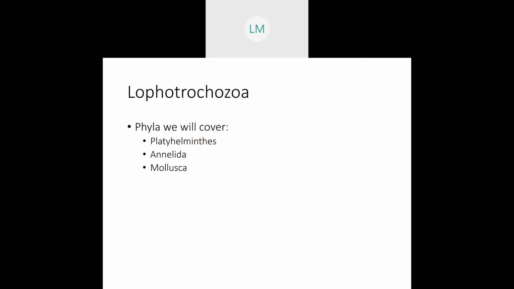So within the Lophotrochozoa group, we are going to talk about 3 phyla. We're going to talk about phylum Platyhelminthes, which are our flatworms, phylum Annelida, which are our segmented worms, and then phylum Mollusca, which are our mollusks. And then with the Ecdysozoa, we're going to talk about 2 phyla, the nematodes and the arthropods. Okay, so I know I just ran through those phyla really quickly, but we're going to break those down just like we did the Porifera and the Cnidaria.